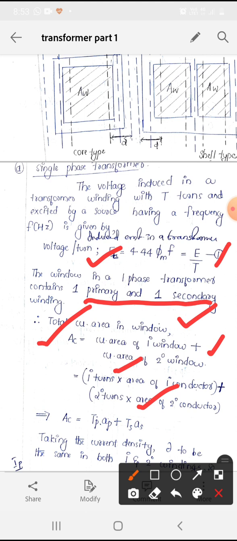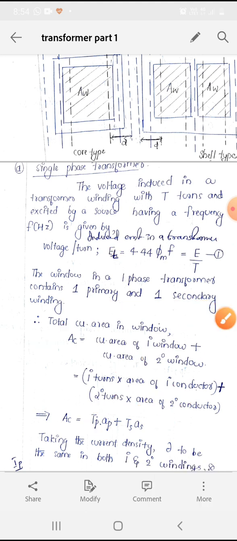So AC is equal to the primary turns into area of primary conductor, that is TP AP plus TS AS. For a single phase transformer, AC is equal to TP AP plus TS AS, whereas in the case of a three phase transformer, the window is 2. Therefore, the area of copper in the window is equal to 2 into the whole equation. This equation will change into AC is equal to 2 into the whole equation in the case of a three phase transformer. That is the basic difference in the derivation between single phase and three phase.